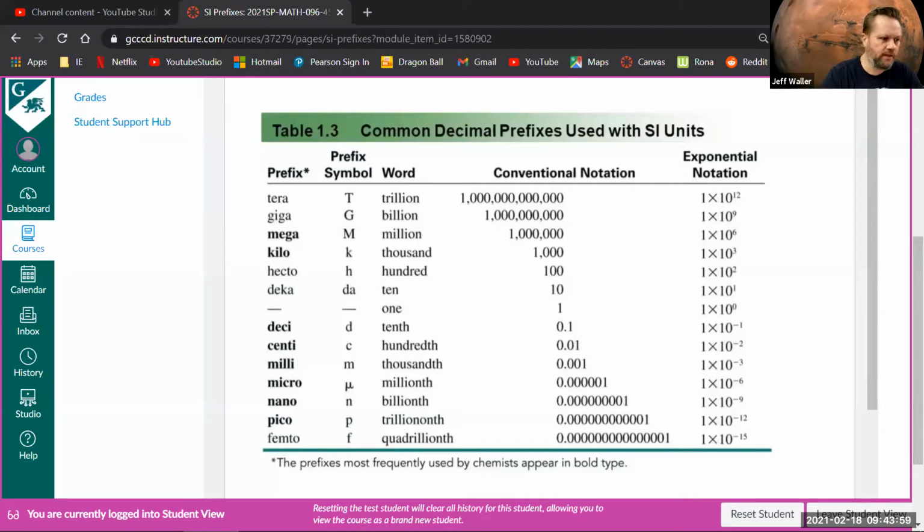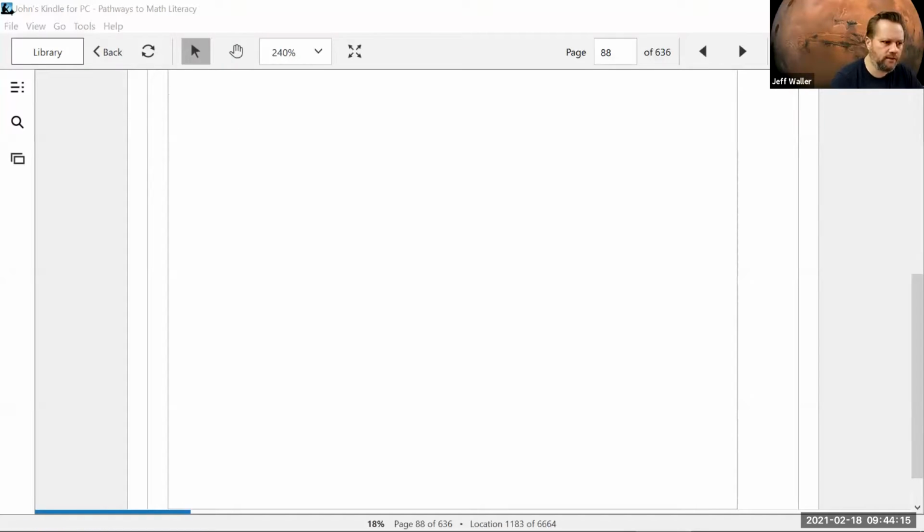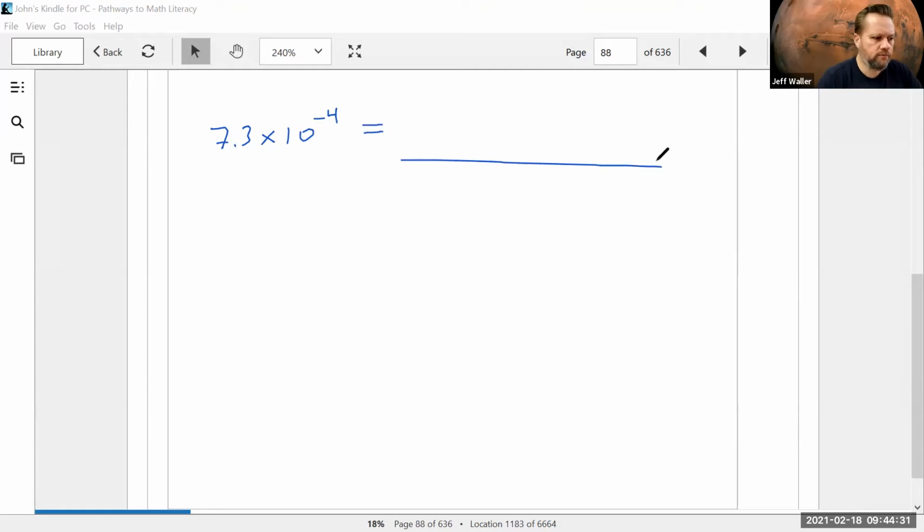All right. So that's up there. This is kind of nice as a quick little reference. So last thing for today. Let's do some the other way. What do I mean by that? I don't know what I mean. If I gave you this number, can you translate it back from scientific notation? So if I said 7.3 times 10 to the negative 4, could you write that as a regular number?